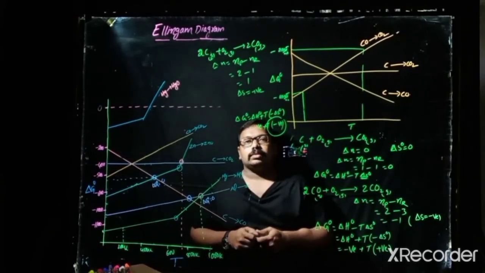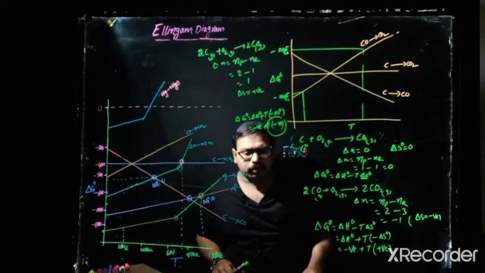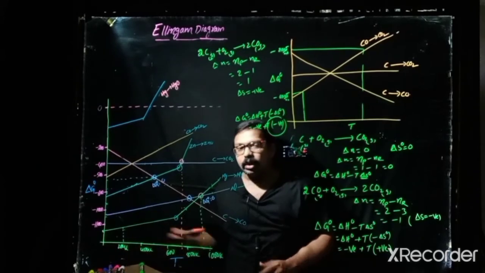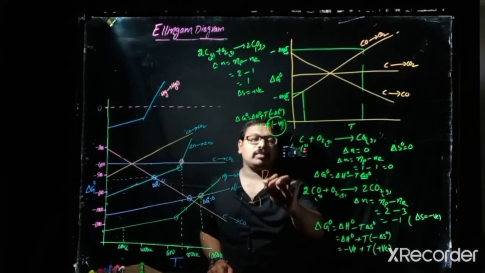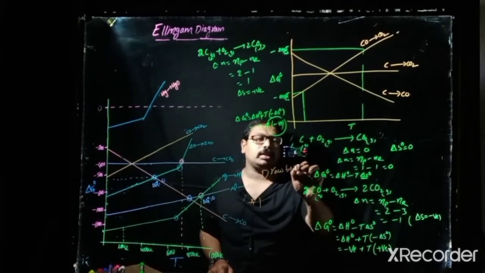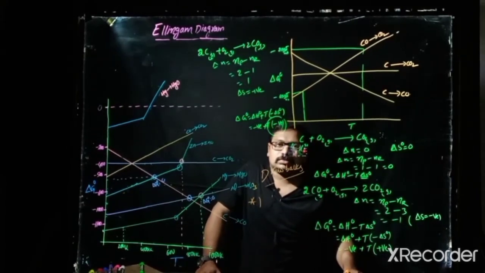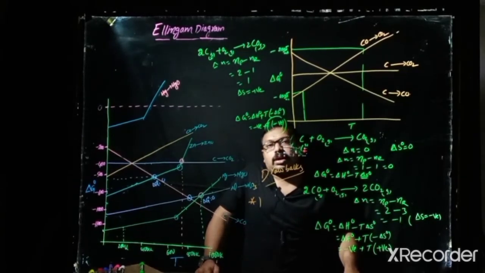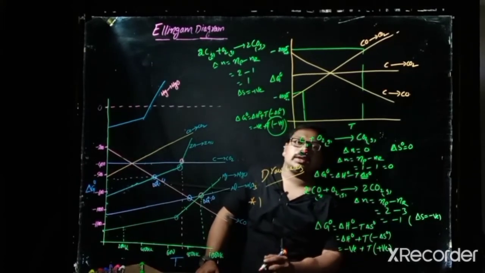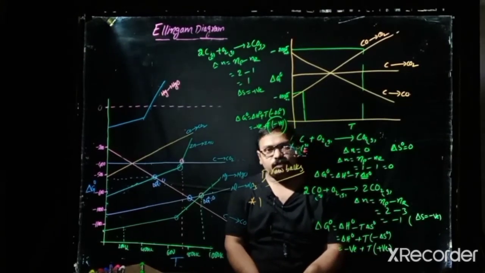Now the main drawbacks of this Ellingham diagram. The first drawback is that these curves are assumed to be equilibrium reactions. That is the major drawback. All reactions are not reversible reactions, but in the Ellingham diagram concept, each reaction is assumed to be an equilibrium reaction. That is the first drawback.